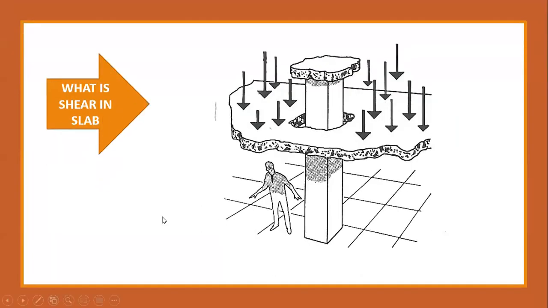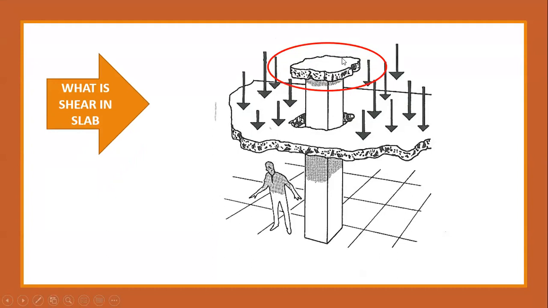Okay, so may tanong dito, what is shear in slab? So actually, we are talking about the punching shear in slab, no? So itong figure na 'to nakikita nyo dito, itong column, and ito yung portion ng slab. So this is an example of a flat plate slab. The slab is monolithically constructed with the column.